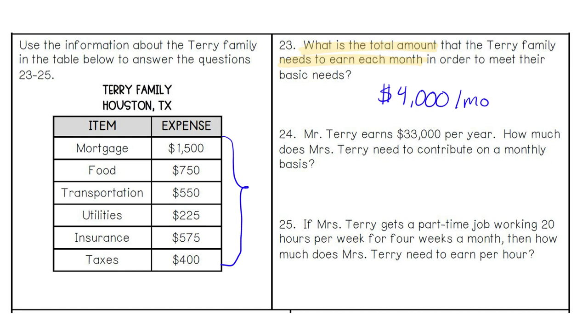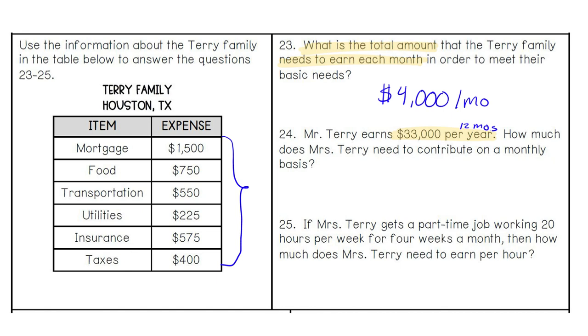So that's the minimum. Now, if Mr. Terry earns $33,000 per year, how much does Mrs. Terry need to contribute on a monthly basis? So I got a couple parts there, and I want you guys to pay attention to. So they told me how much he earns per year. Remember, per year, that is with 12 months.